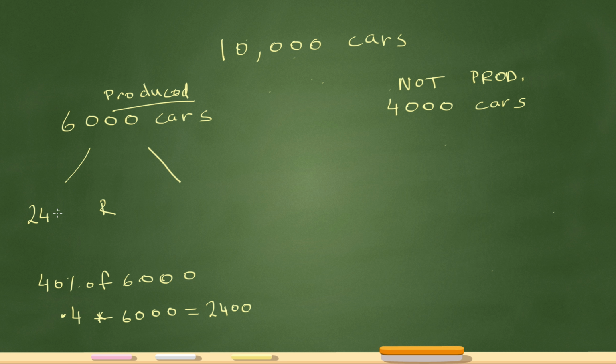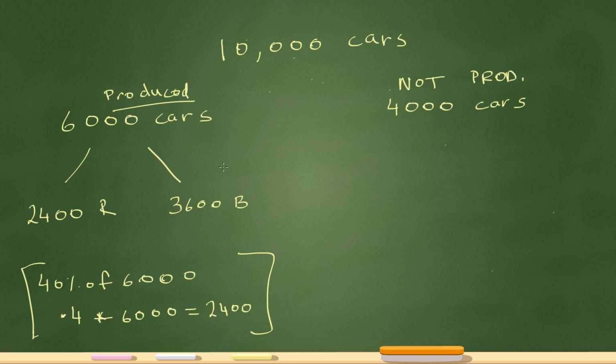So that means that there's 2,400 red cars, and the rest, or 60%, have to be blue. And 60% of 6,000, I'm not going to do that step out, but it's the same exact thing as this one, and that'll be 3,600 blue cars.